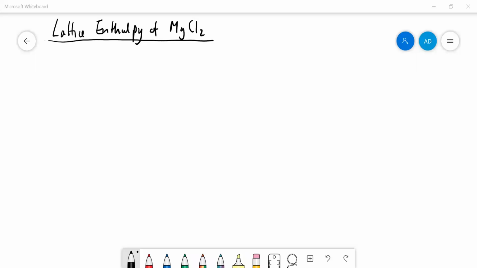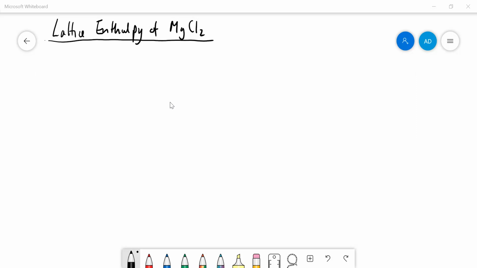Okay, in the last video, we worked out the lattice enthalpy of sodium chloride using the Born-Haber cycle. In this one, very similar, but just a little bit more complicated. We're going to work out the lattice enthalpy of magnesium chloride.